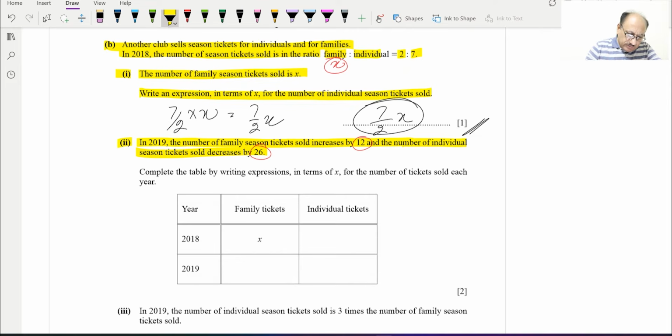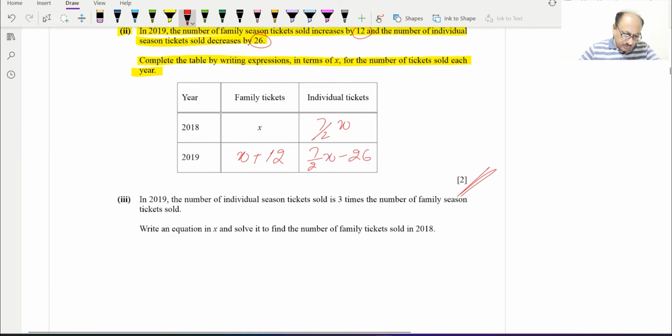It's not percentage. So complete the table by writing expressions in terms of x for the number of tickets sold each year. The family ticket is increased by 12, so this will be x plus 12 after the increment. The individual ticket is 7/2 x and it is decreased by 26, so 7/2 x minus 26, and this will be the answer for 2 marks. Hopefully you understood this as well.